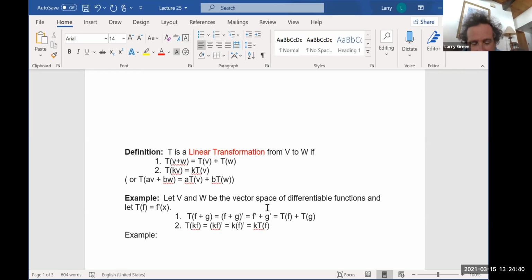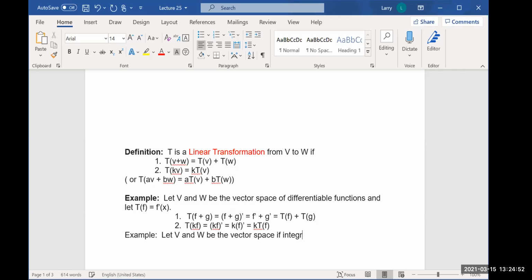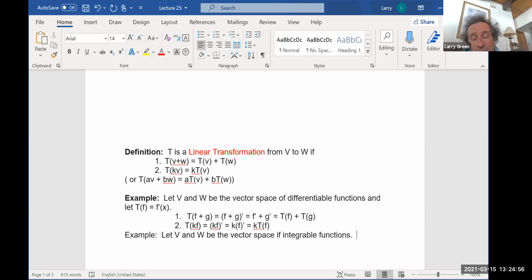So let V and W be the vector space of integrable functions. And you learned at one point that if you have two functions that are integrable and you add them, they're still integrable. And if you multiply by a constant, you're still integrable, which means that you're a subspace of all functions. So this really is a vector space.